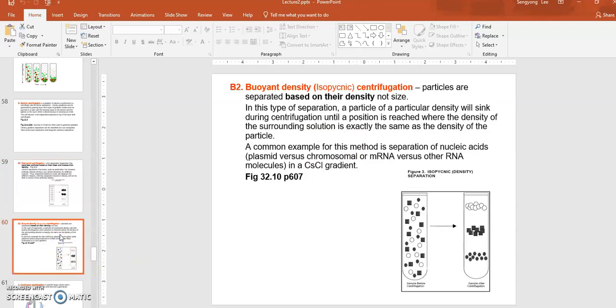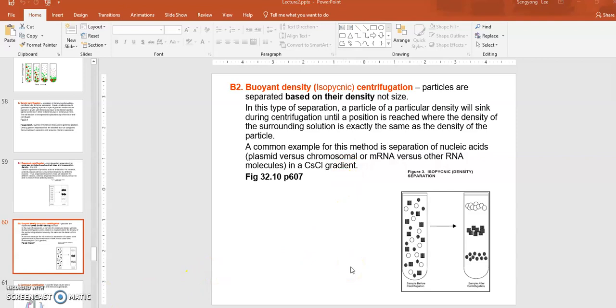Another way of doing that is isopycnic density centrifugation. It is based on the density, not size. You create a uniform density and you separate it out using something like cesium chloride solution, and you can get them separated based on their density.